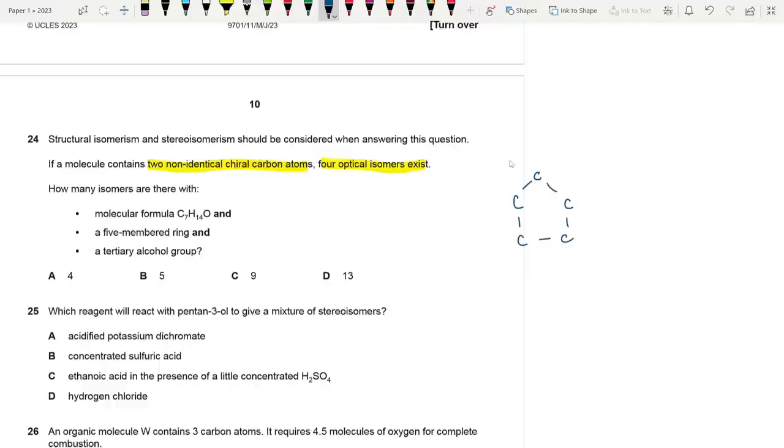Next, we need a tertiary alcohol group. So if I try doing this OH over here, this carbon already has two alkyl groups, so I need another C over here. Okay, so I can give CH3 over here. So how many carbons did I use? I used 1, 2, 3, 4, 5, 6 in total.